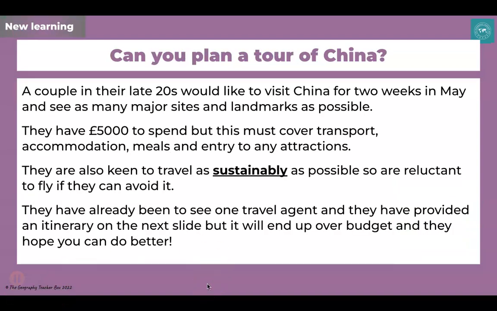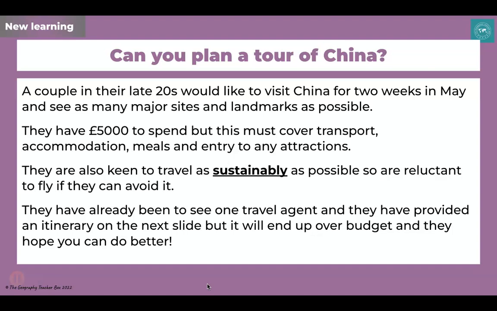So, can you plan a tour of China? This is your, I suppose you could call it your brief. It's a couple in their late 20s who would like to visit China for 2 weeks in May and see as many major sites and landmarks as possible.